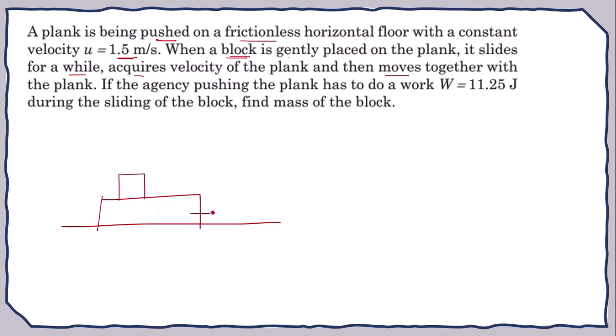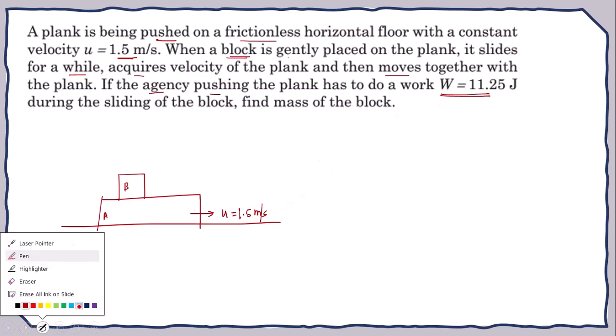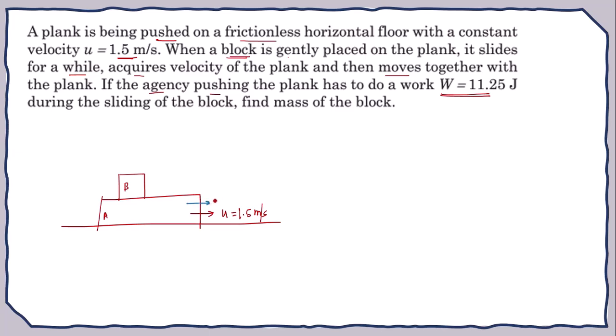When the plank is moving with a constant speed u, given as 1.5 meter per second, at that instant you are putting this small block, let us say B, on top of A, and A is the plank. Now it is said that they move together. And if the agency pushing the plank has to do a work of 11.25 joule, that means in order to pull the plank, I need some kind of external force. Let us say capital F is the external force acting on the plank A, and because of that the plank is moving.